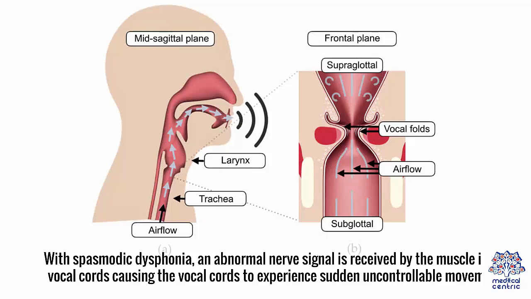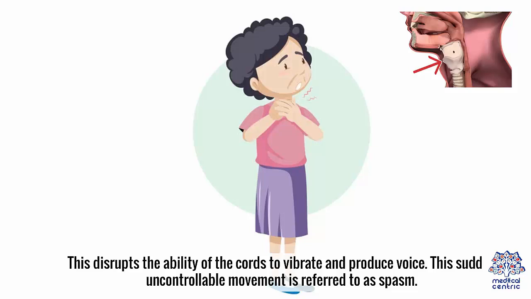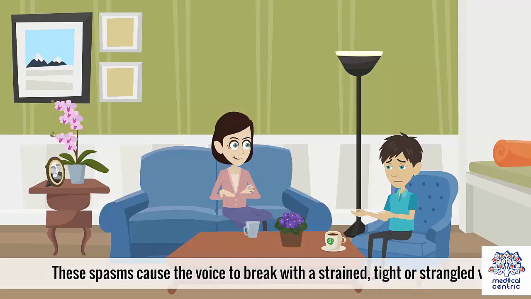With spasmodic dysphonia, an abnormal nerve signal is received by the muscle in the vocal cords, causing the vocal cords to experience sudden, uncontrollable movement. This disrupts the ability of the cords to vibrate and produce voice. This sudden, uncontrollable movement is referred to as spasm. These spasms cause the voice to break with a strained, tight, or strangled voice.